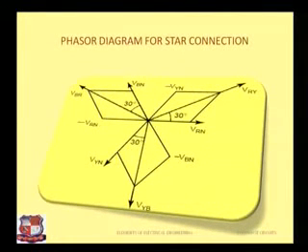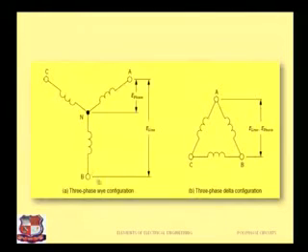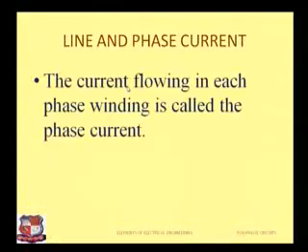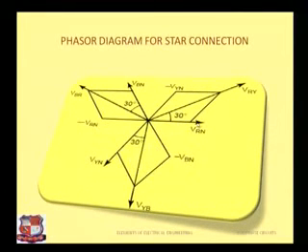Now let us see the phasor diagram for star connection. Now suppose in star connection, as we have seen, let us go to the previous diagram. As we have seen that E phase and E line, they are different, but the I phase and I line, they are same. So while drawing the phasor diagram for star connection, we will take the phase voltages VRN, VBN and VYN.